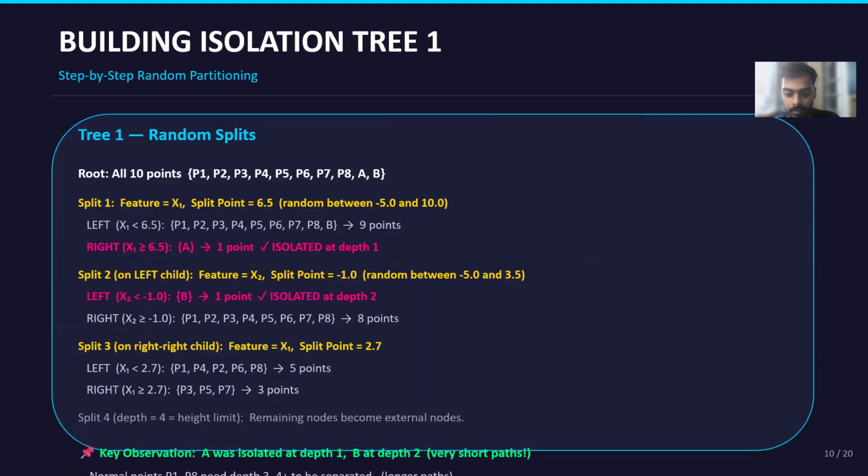So when we build these trees, something interesting happens. Points A and B get isolated very quickly, often at the depth of 1 or 2. In contrast, normal points require multiple levels of splits to reach depths of like 4, 5, and 6. This contrast shows that multiple splits are required to isolate normal points and fewer to isolate the anomaly. This clearly shows that anomalies are separated much faster than normal data.